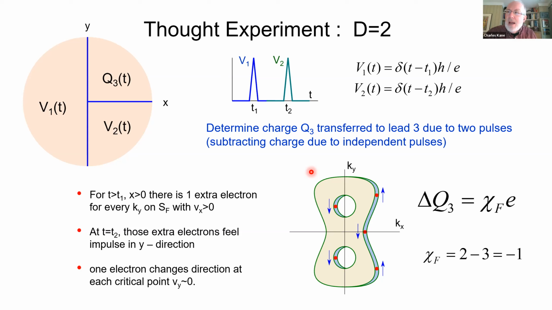Not that I've thought of. I don't want to say that there's nothing else. There may be things that I haven't thought of, but this is the simplest thing that I was able to come up with that probes it. I think what's necessary is something that is sensitive to these critical points on the side of the Fermi surface.